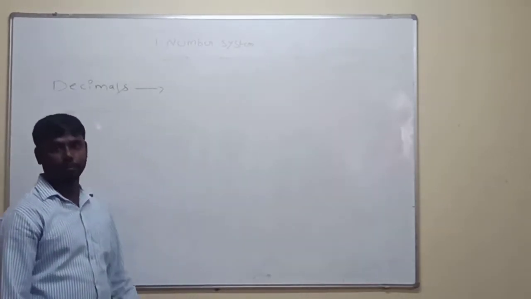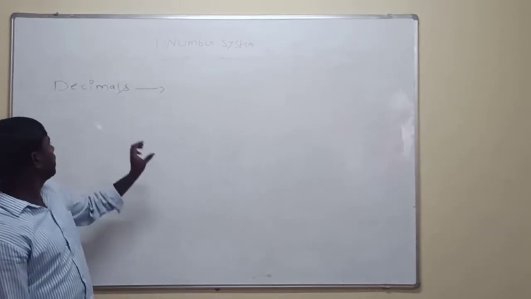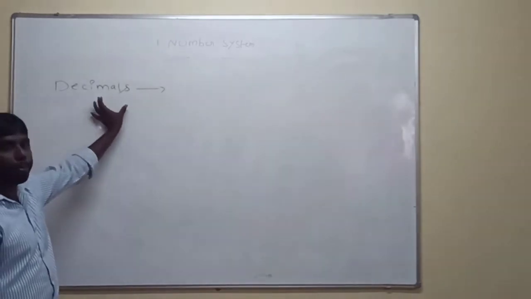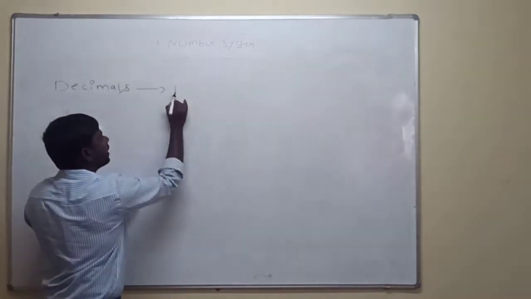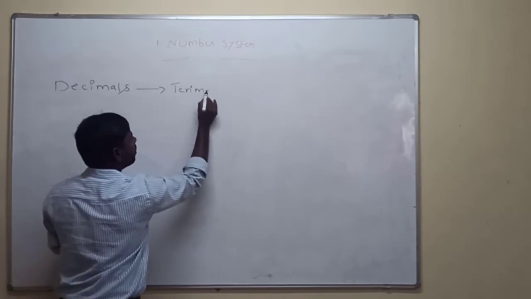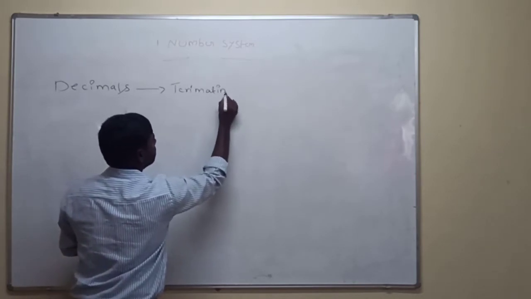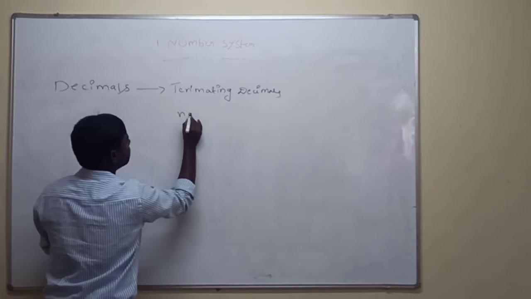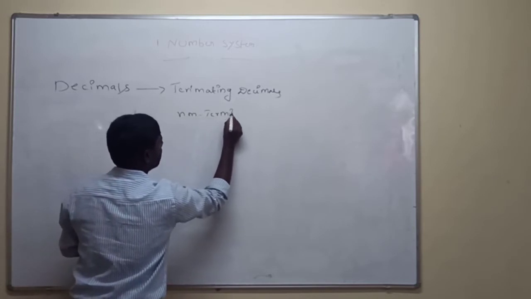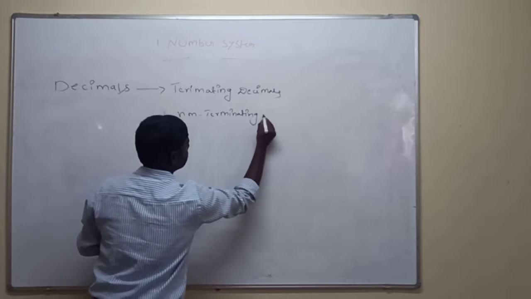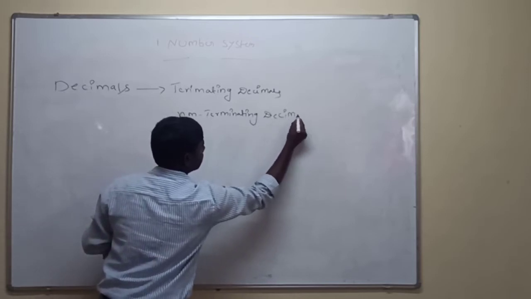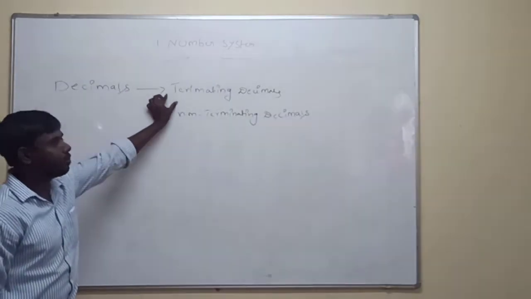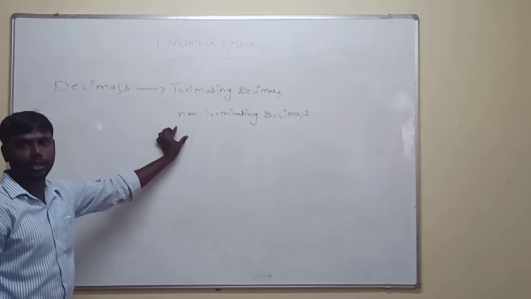Discuss about types of numbers. I hope everyone is understanding. Today we discuss decimals, how they are represented. A decimal is represented by either terminating decimals or non-terminating decimals. Second one is non-terminating decimals. Decimals are represented by either terminating decimals or non-terminating decimals.